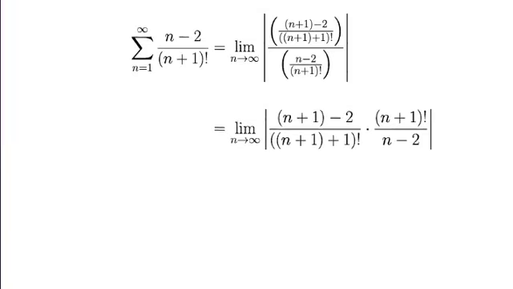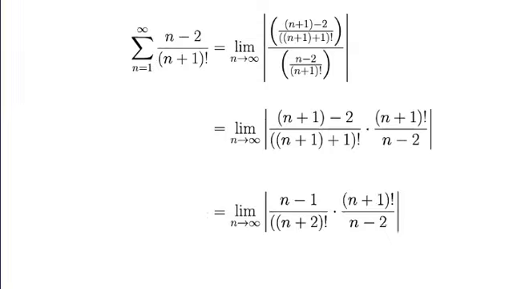For this example, this gives us the limit as n approaches infinity of the absolute value of the ratio of n plus 1 minus 2 divided by the factorial of n plus 1 plus 1 in the numerator. And for the denominator, we have n minus 2 divided by the factorial of n plus 1. We can rewrite this ratio as the product of the numerator times the reciprocal of the denominator. Simplifying our fractions, we are left with the limit of the absolute value of the product of n minus 1 divided by n plus 2 factorial times n plus 1 factorial divided by n minus 2.